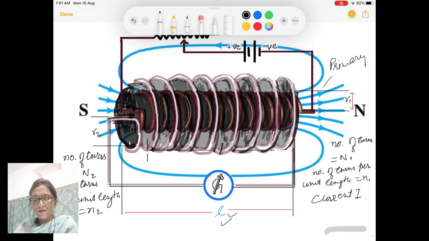Let the number of turns be capital N1, and the number of turns per unit length be small n1, which can be written as N1 upon L. And the current flowing through the coil is I. Now you have a secondary coil also. Let its radius be R2 and the number of turns be N2. Now the number of turns per unit length, n2, is equal to capital N2 upon L.